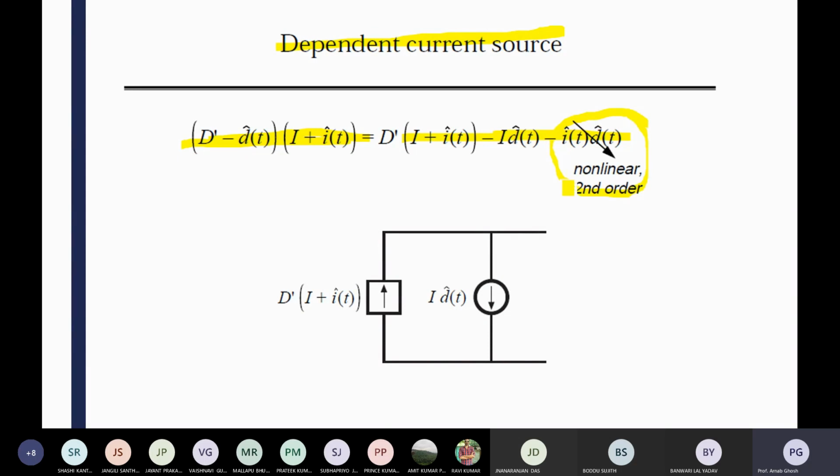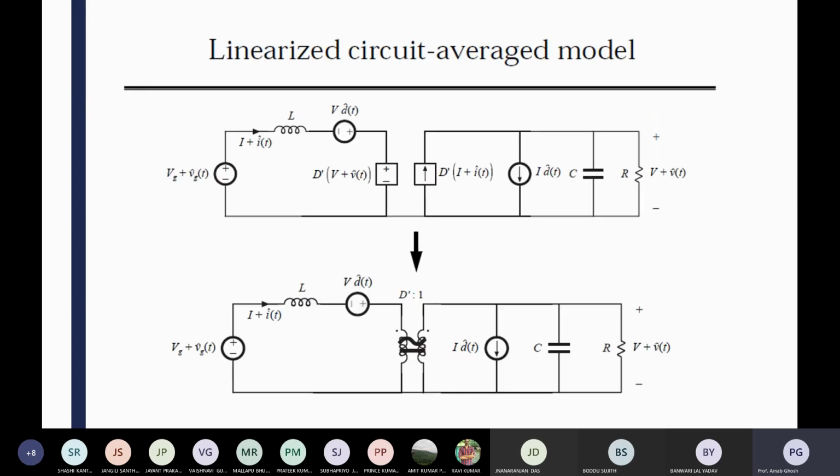Okay, if you are able to omit it, then you will get that value d dash I plus it cap T into I into D cap T. So that current source value is there. That is the dependent current source and it is the independent current source. Then linearizing the circuit average model.